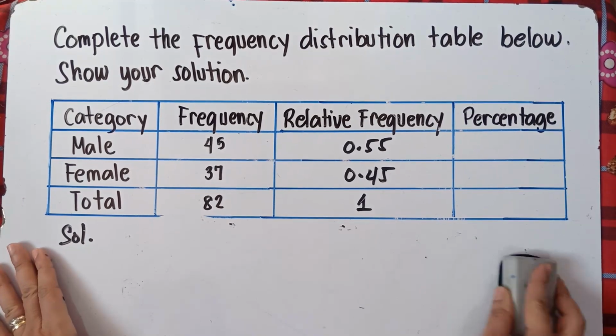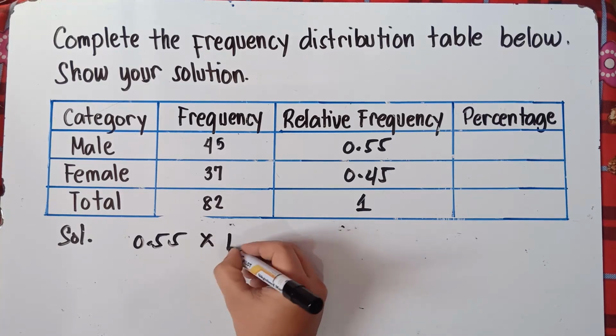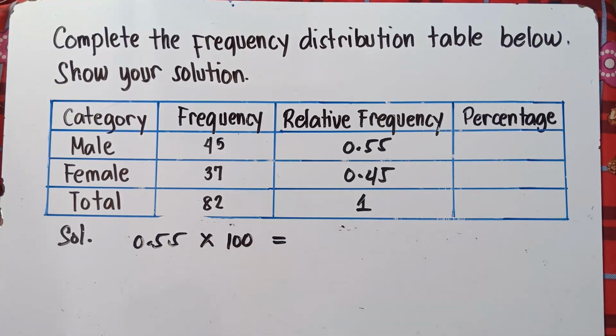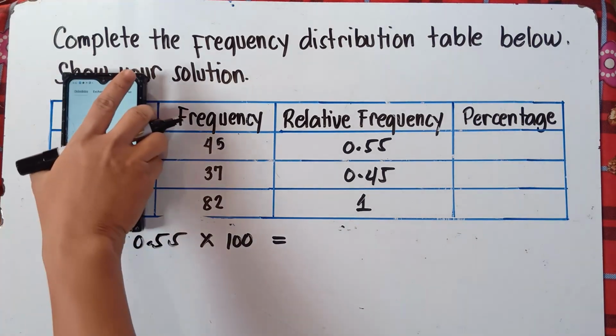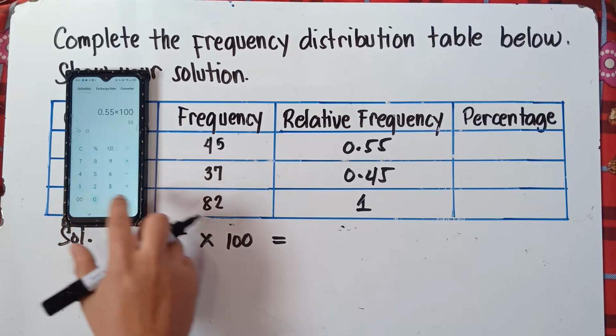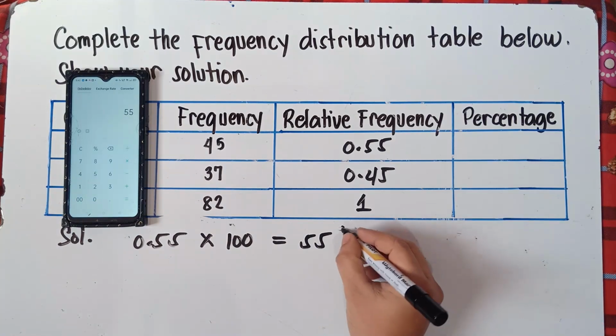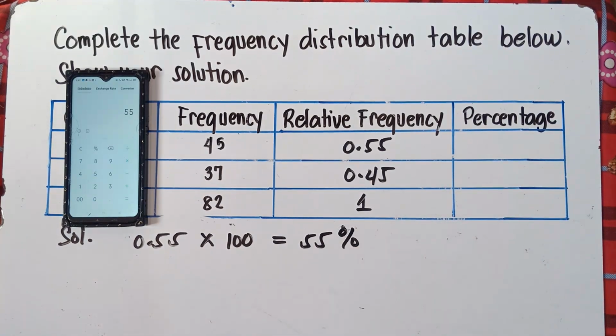Alright, for the percentage solution, 0.55 times 100, and the answer is 55. We can use our cell phone: 0.55 times 100, that would be 55. Then do not forget the percent sign, because this is a percentage: 55%.